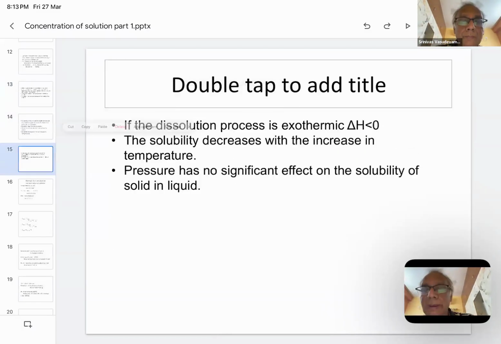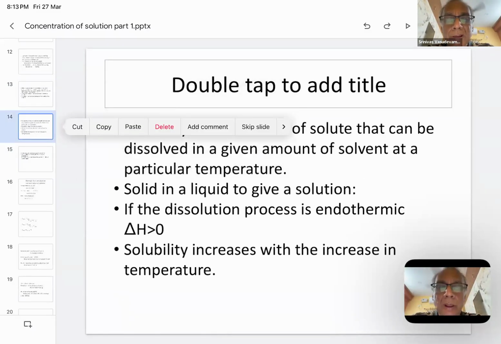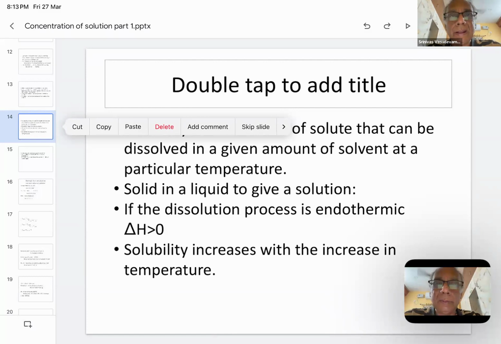Now let us see. There are two types of process we have seen here. One is called an exothermic process, the other one is known as an endothermic process. When I take a solid and dissolve it in a liquid to give a solution, the reaction may be exothermic or endothermic. Exothermic means heat energy is given out by the system to the surroundings. Endothermic means heat energy is taken in by the system from the surroundings.